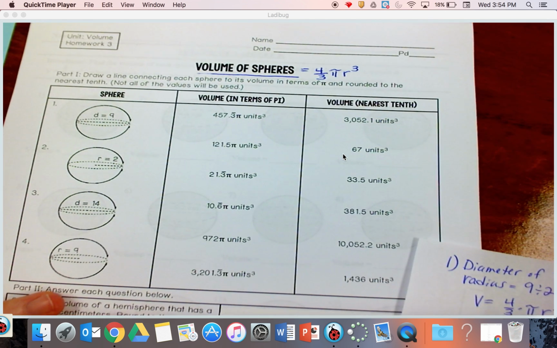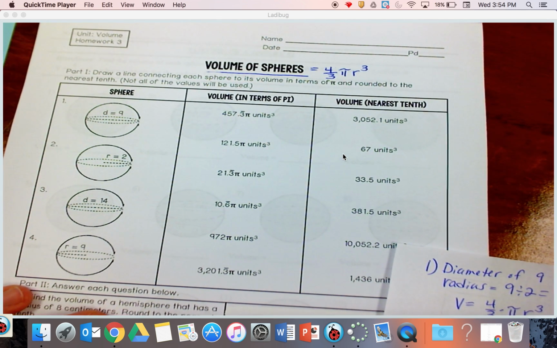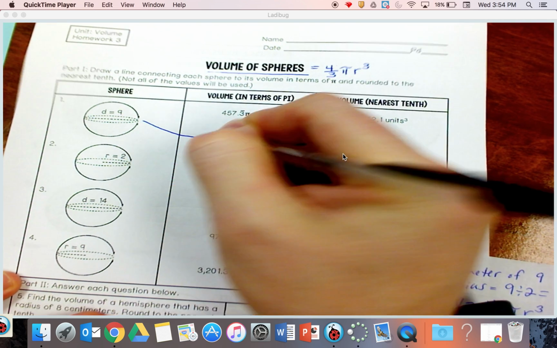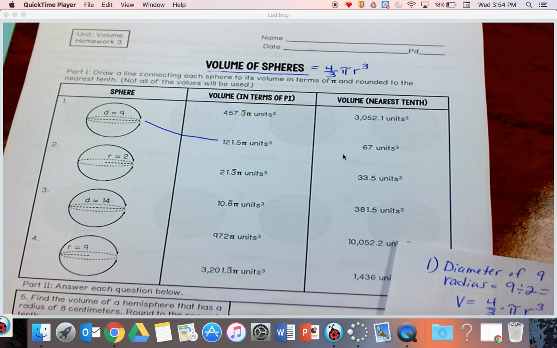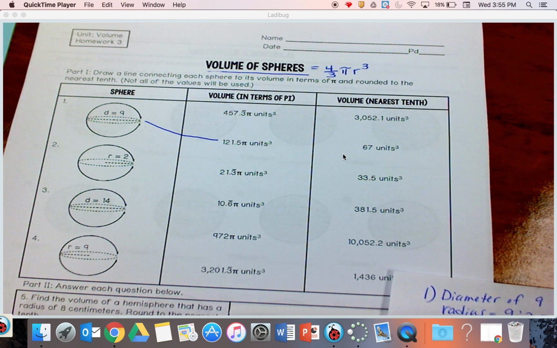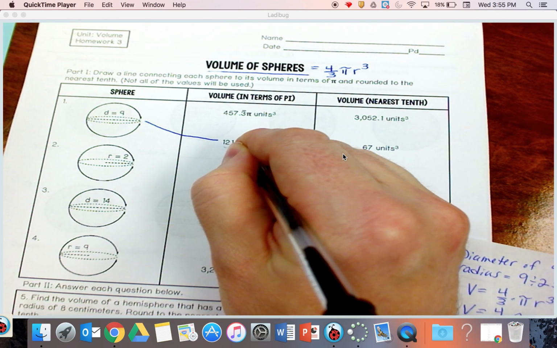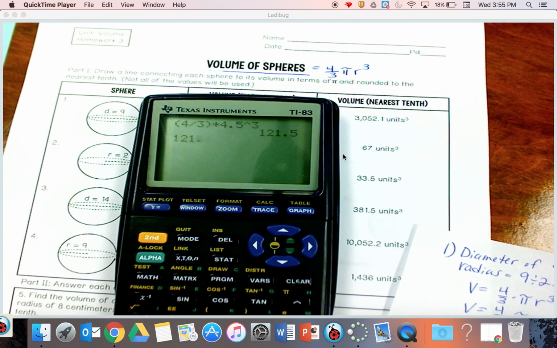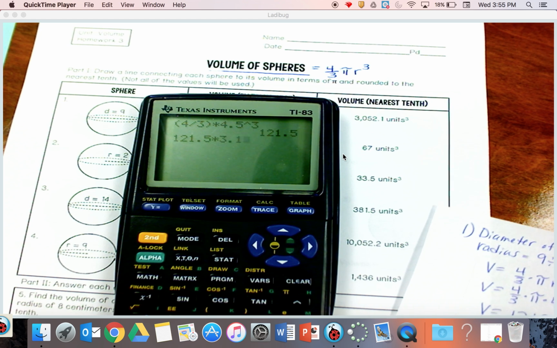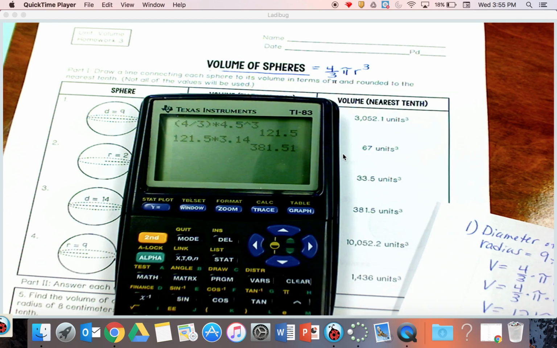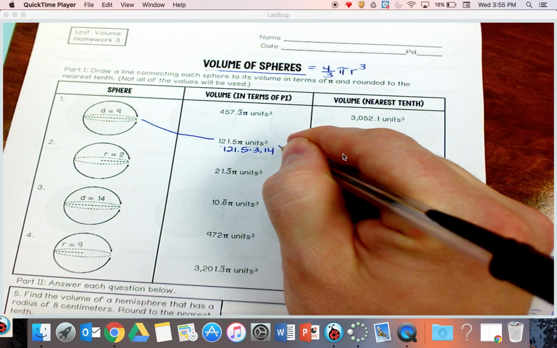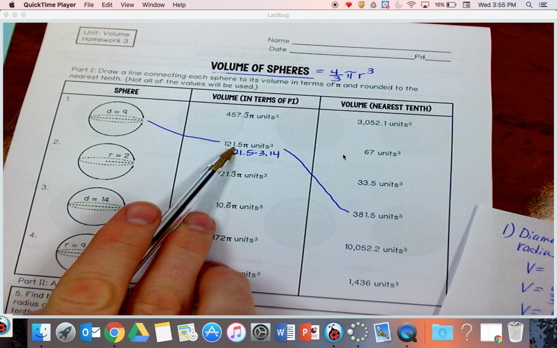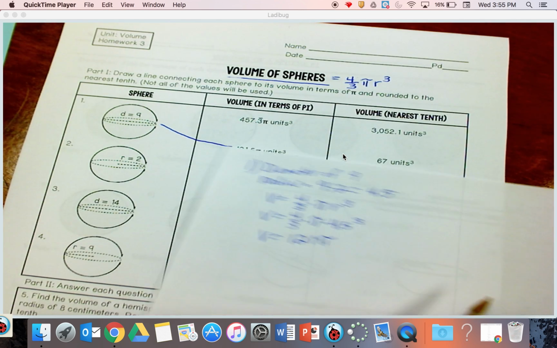So I can look here on my paper, 121.5 pi in this case, and I see that the closest one for me will be this one. So I would draw a line to that one. Then I want to know, what is it in units to the nearest tenth? Well, now I'm just going to take 121.5 times 3.14, and I get 381.51, and I can find that it goes right there. So now I have that answer correct. So I know that number one goes with here and it goes with here using my formula for pi.